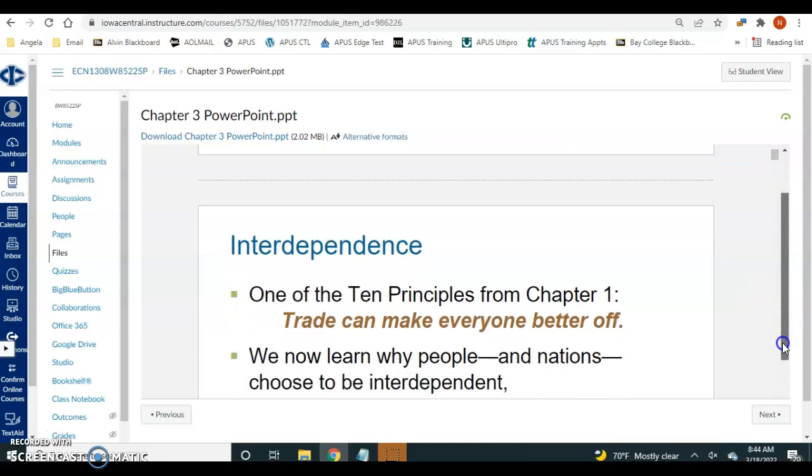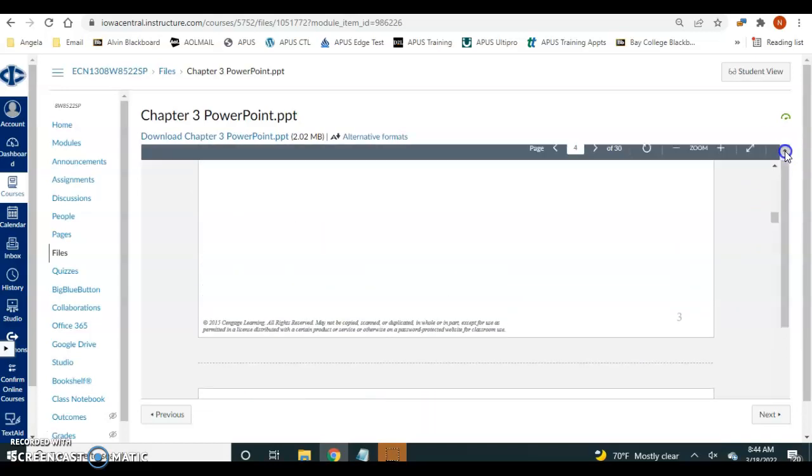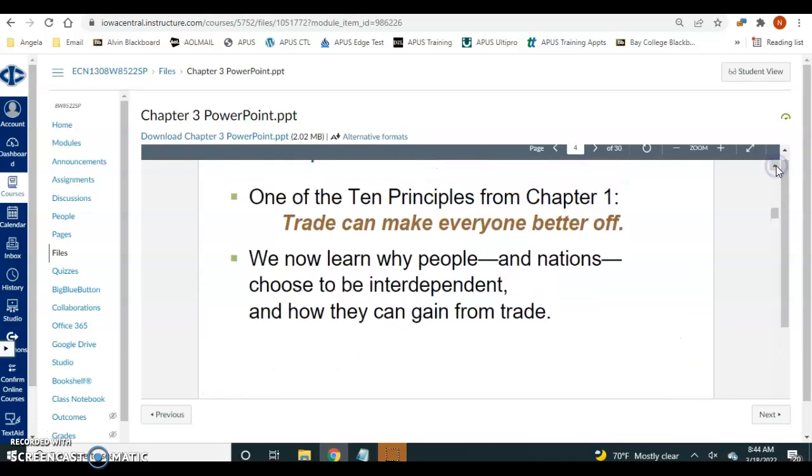Interdependence is something that we discussed in Module 1. When you look at interdependence, it's looking at how people learn, how people make decisions, and the gains from trade. The gains from trade will be important to look at. People will be better off in terms of this.